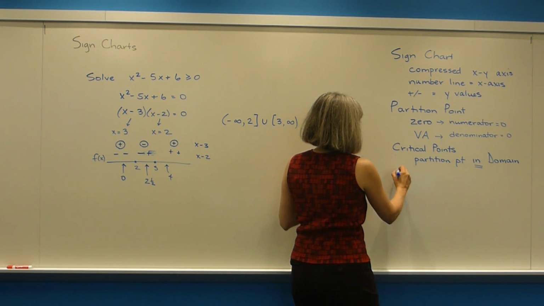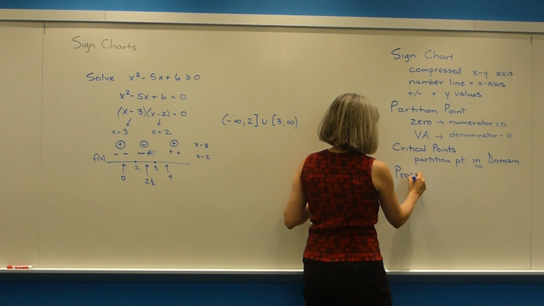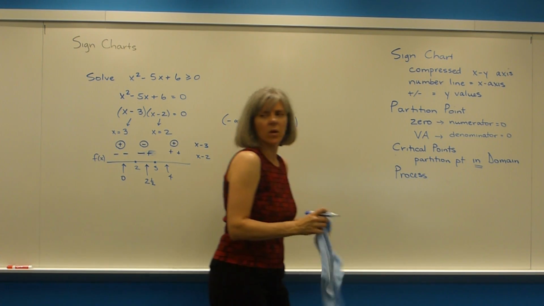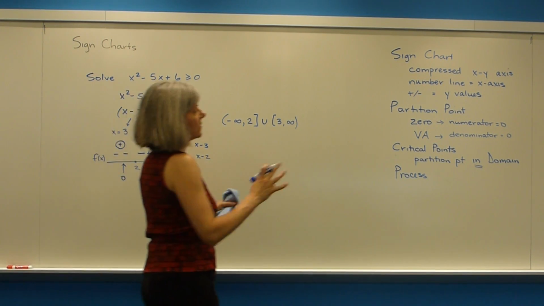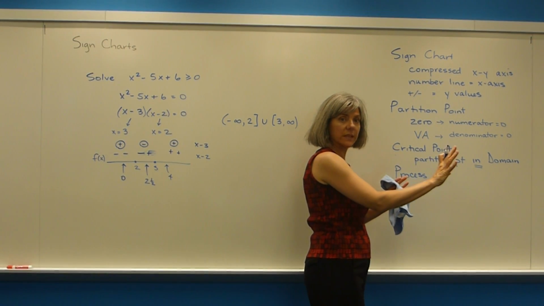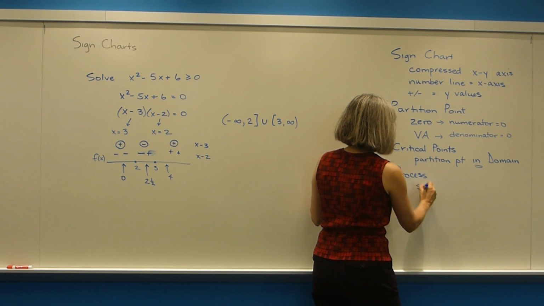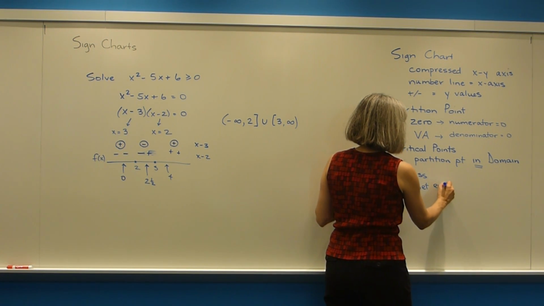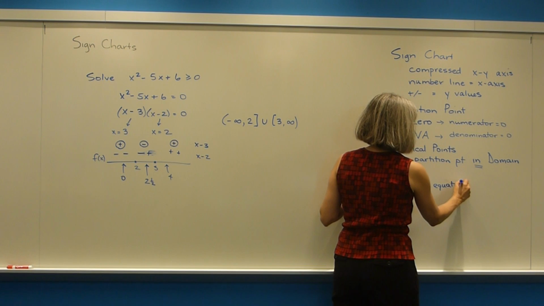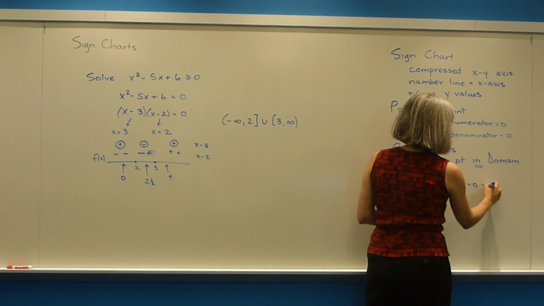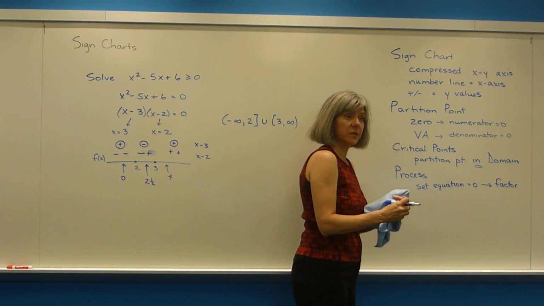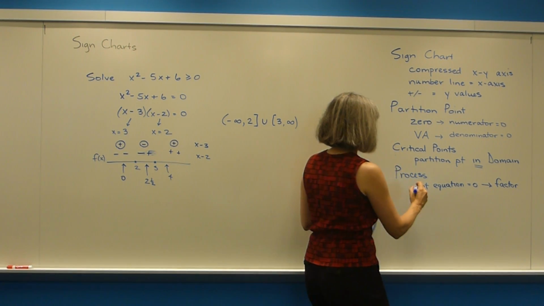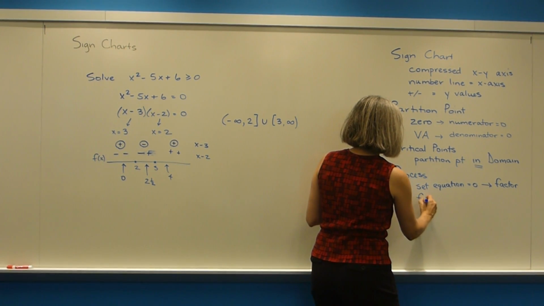So now let's look at the process that we're going to go through. For the process, we need to have everything on one side and 0 on the other. So that's the first thing, is to set the equation equal to 0 on one side. And then factor. Find all your partition points. That's where the numerator and the denominator are 0.